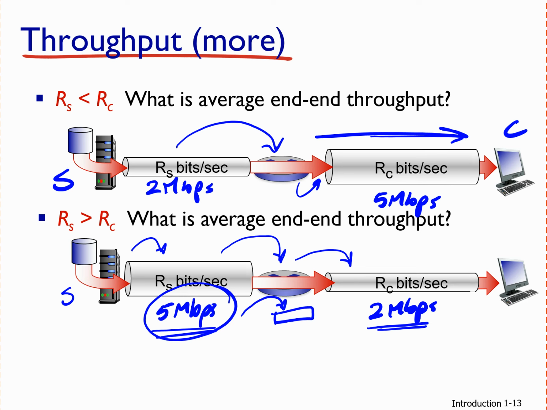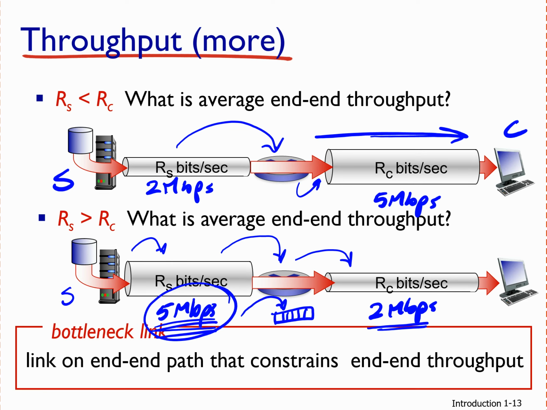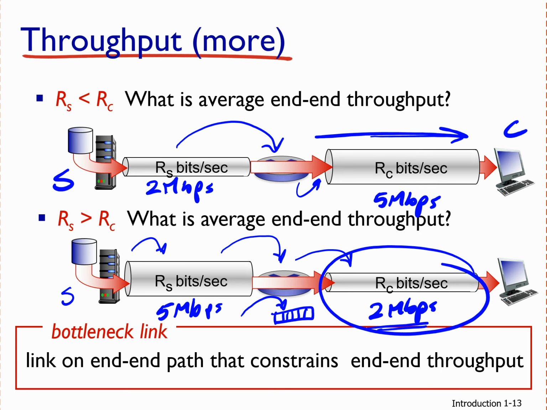the router has to start piling these up because the transmission rate cannot handle this much traffic, and this introduces us to what we refer to as the bottleneck link, which is the link on the end-to-end path that constrains end-to-end throughput. Therefore, according to our example here, this link is our bottleneck link because this prevents us from sending the packets at the full capacity of that link.